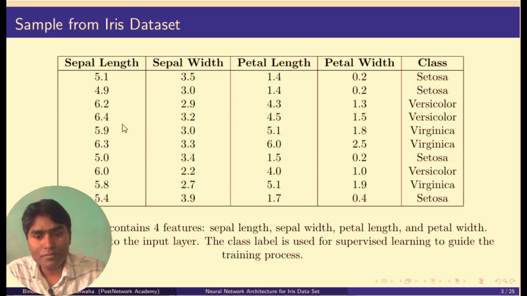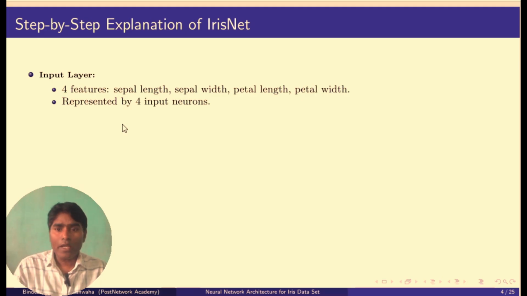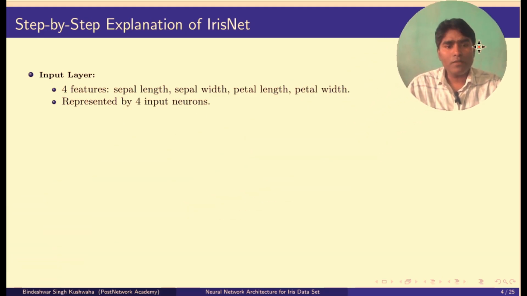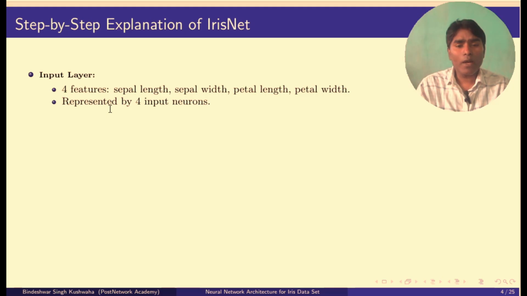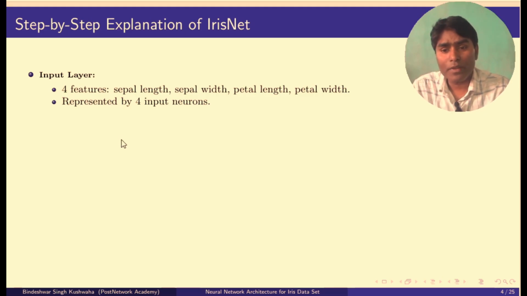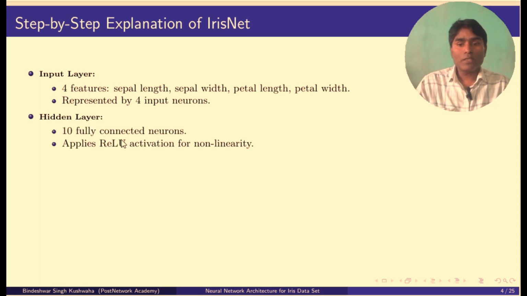So here, again, what I have explained, you will see. We will have four input neurons because we have four features. The sepal width, petal width, sepal length and petal length would be represented by four input neurons. Thereafter, you see 10 fully connected neurons that form the hidden layer. So basically we will have three layers: the first one is the input layer, then the hidden layer, and the last one is the output layer.